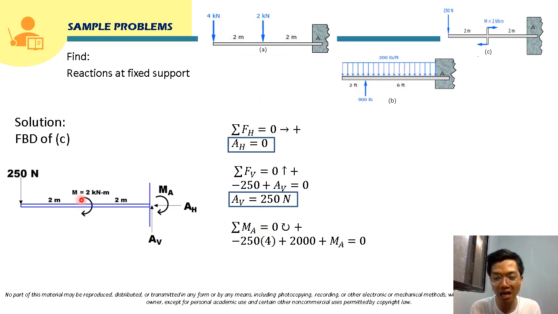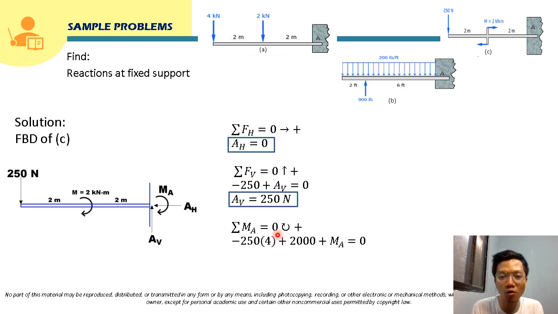Now, for this given applied moment or couple, this is 2 kilonewton meter. So, class, you have to be careful here because the given unit here is kilonewton. The unit for your load is Newton. So, you have to convert either this Newton to kilonewton or this kilonewton to Newton. Converting this kilonewton to Newton, 2 kilonewton meter is actually equal to 2,000 Newton meter. So, that will be the equivalent. This is already a moment, so we will just include this in our summation, and this is clockwise. So it will be positive 2,000 here.